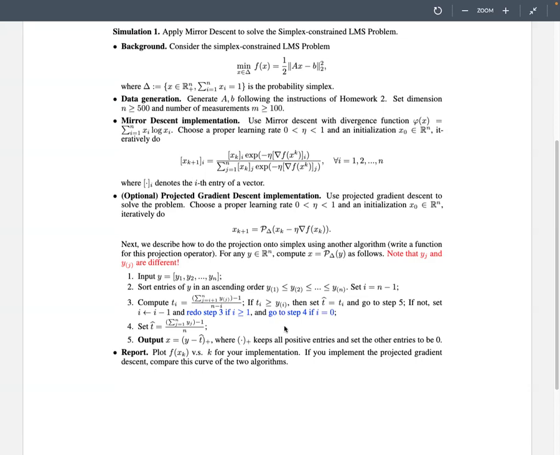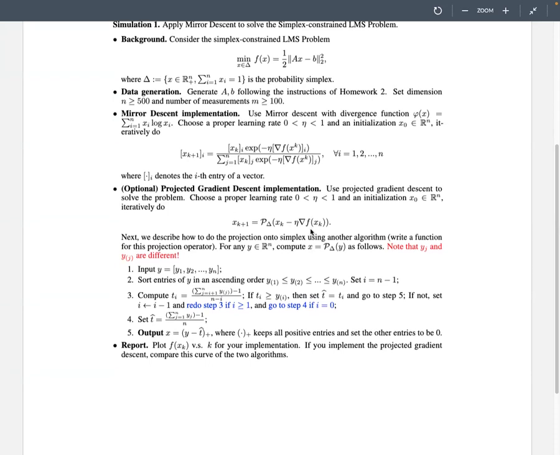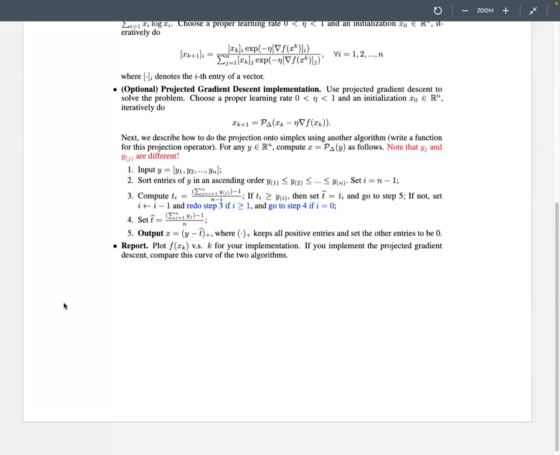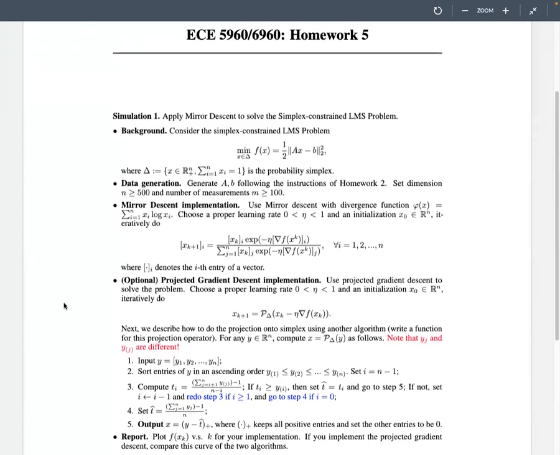If you are interested, you can implement this one, and then compare these two algorithms. One has an entropic phi function, and this geometry fits the simplex set. The other is simply Euclidean geometry because you are just doing projected gradient descent. So you should be able to see a gap between these two algorithms in terms of convergence speed. I think this is the only simulation for homework 5.